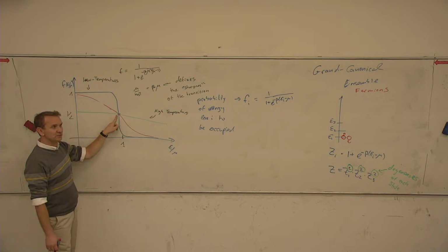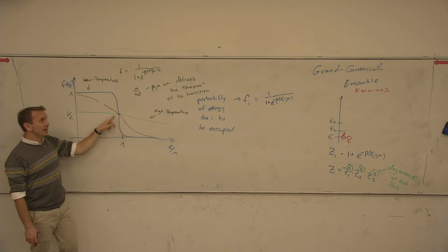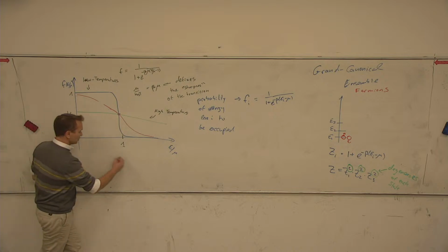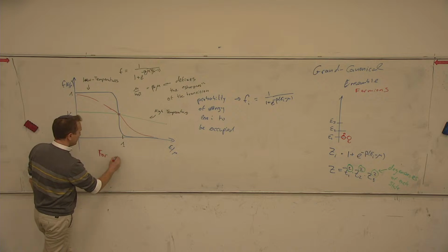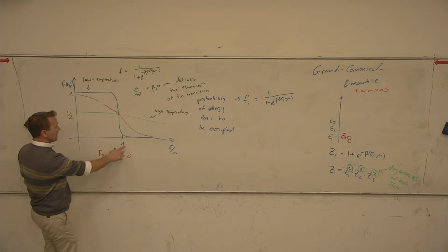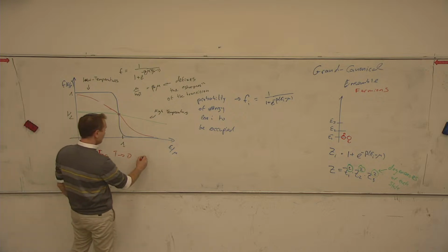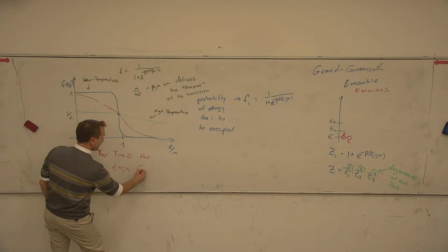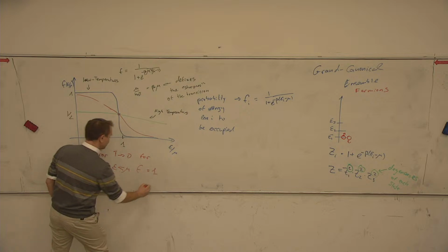This value that we see, at least at the low temperatures, is that for any energy that is below this energy, okay, so for T goes to 0, what we have is the sharpness of the transition, so for any epsilon below mu, f equals 1.